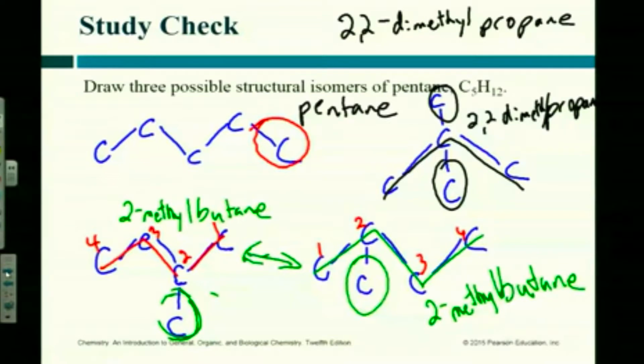We're going to get there. Don't worry. Don't stress yet. We're going to get there. We're going to do lots of practice naming stuff. Okay? Why is it methyl?